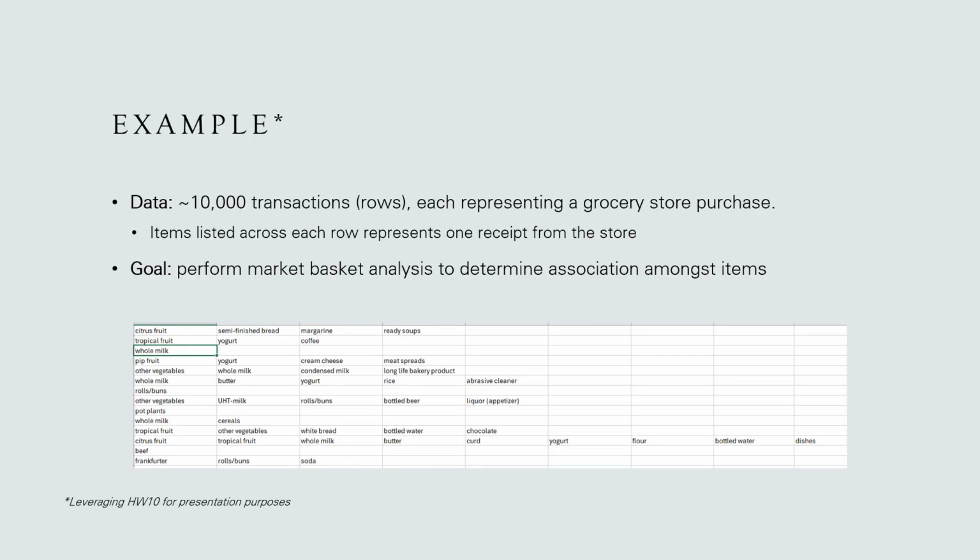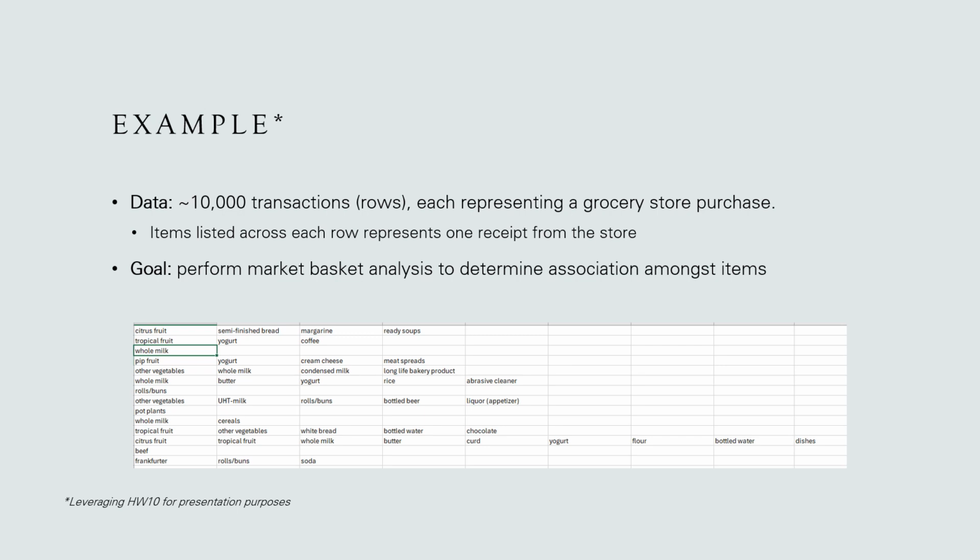So for presentation purposes, I'm using the data from homework 10. I know it was optional, but it was readily available. Didn't need to recreate the wheel, so just pulled out screenshots from that. It's about 10,000 rows of data representing grocery store purchases, and you'll see each row, as mentioned, is a purchase during that visit at the grocery store, and each column is an item that was purchased during that visit. So we'll just perform some basic market basket analysis on this.